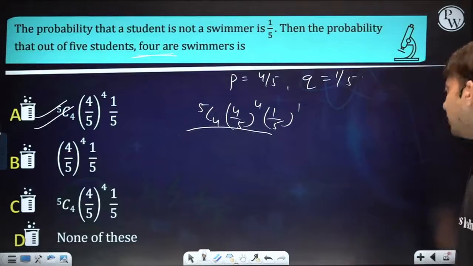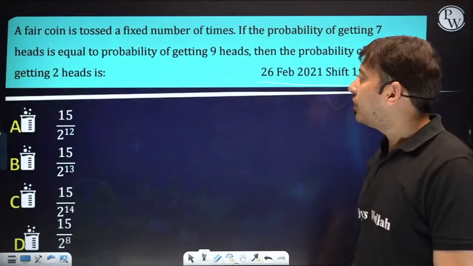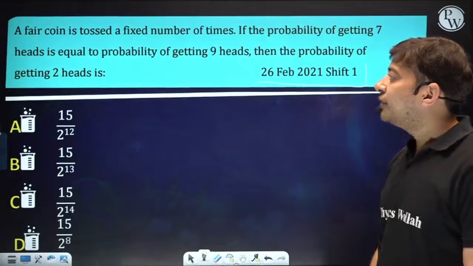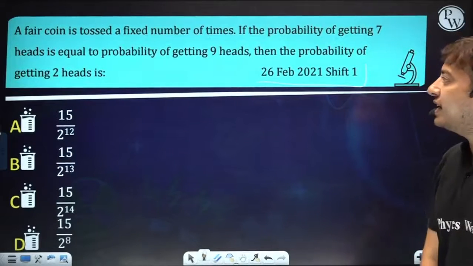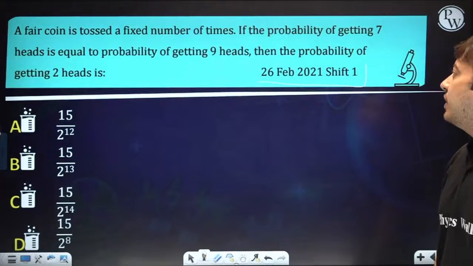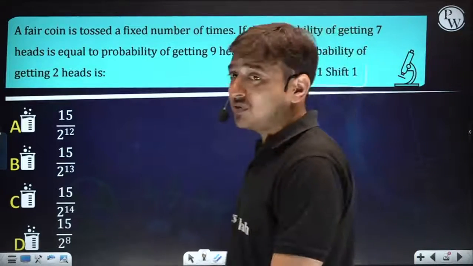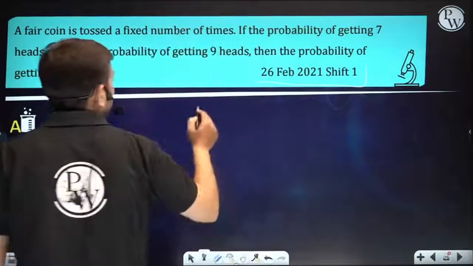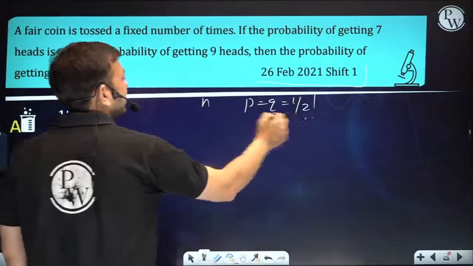Okay, moving on. Now, sir, some JEE questions so that you gain some confidence. 2021: a fair coin is tossed a fixed number of times. If the probability of getting 7 heads is equal to the probability of getting 9 heads, then the probability of getting 2 heads is what they are asking. So first of all, you need to find the number of trials. Let it be n. Here P and Q both are half only.